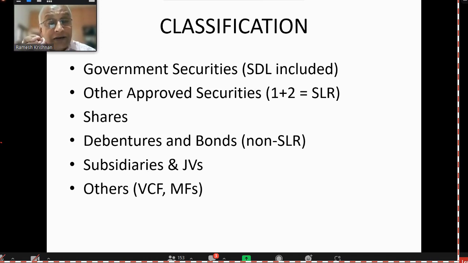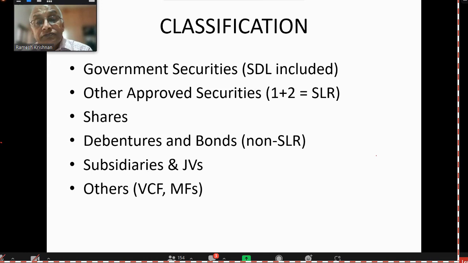One category's net appreciation cannot be netted. But within the category, appreciation in one share can be netted against another share's depreciation. Appreciation in one government bond can be netted off against the depreciation in another government bond. That is the clarity.